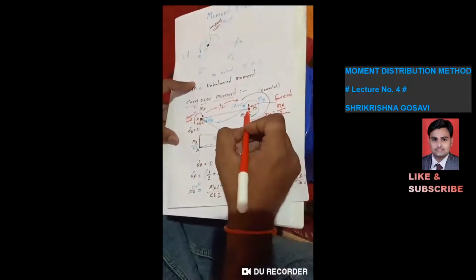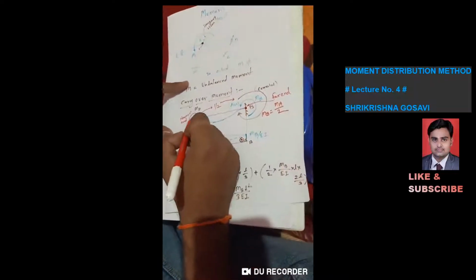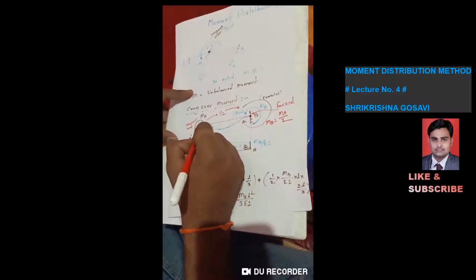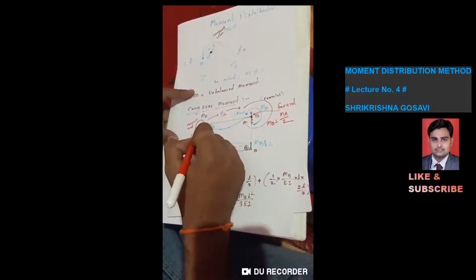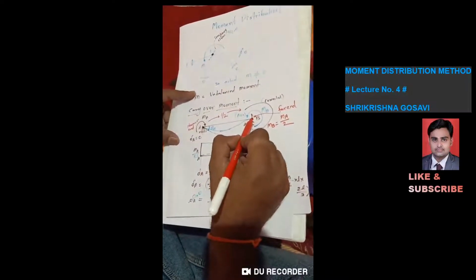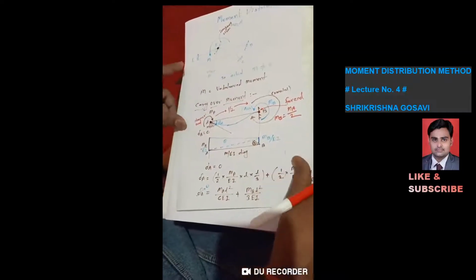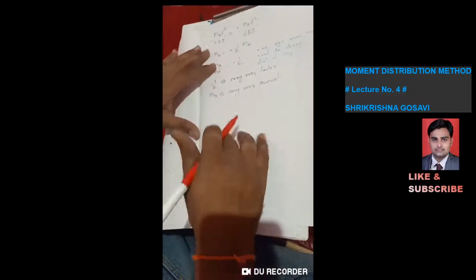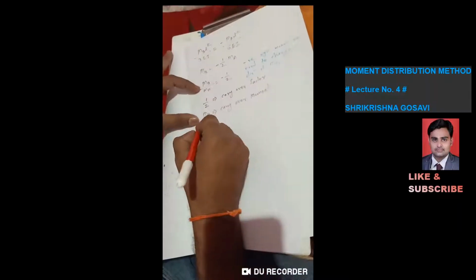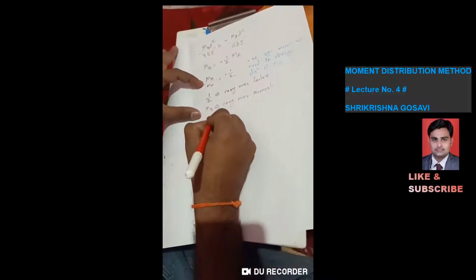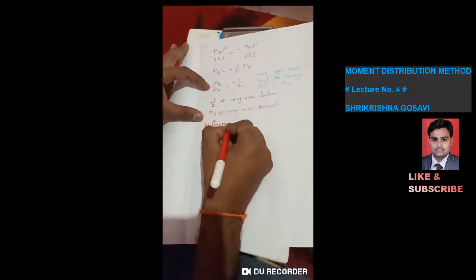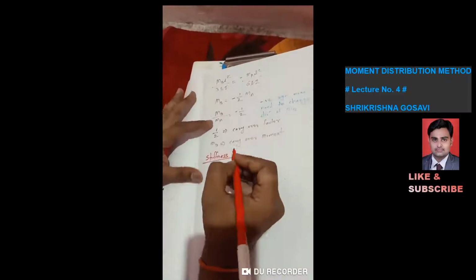So if you apply a moment MA at the nearer end, or at any end, the moment generated at the far end is MA by 2. Now further, after this carryover moment, the next point is the stiffness factor.